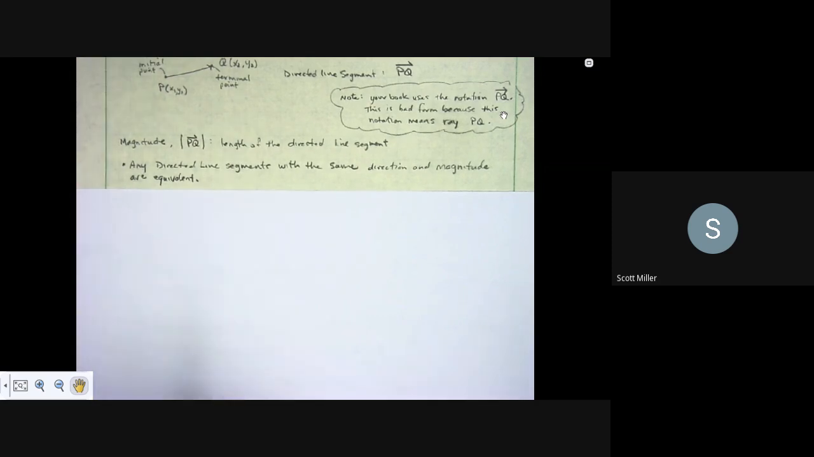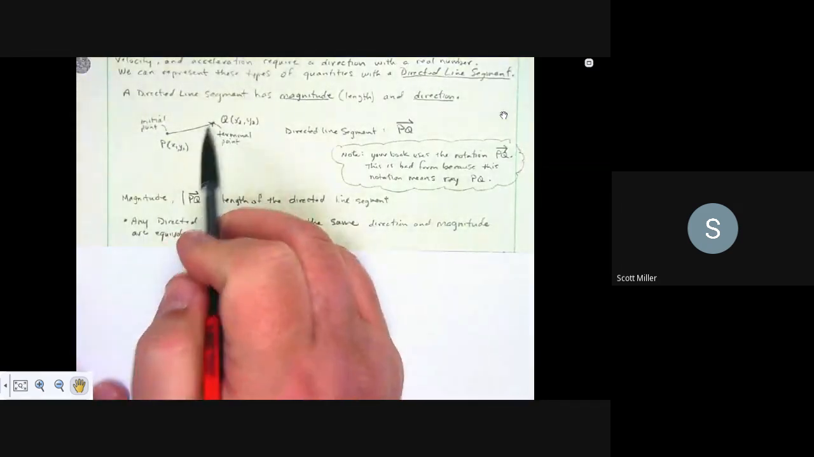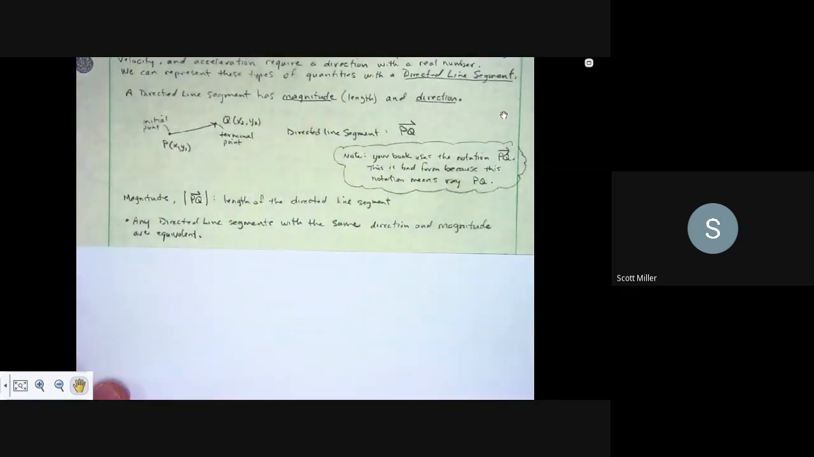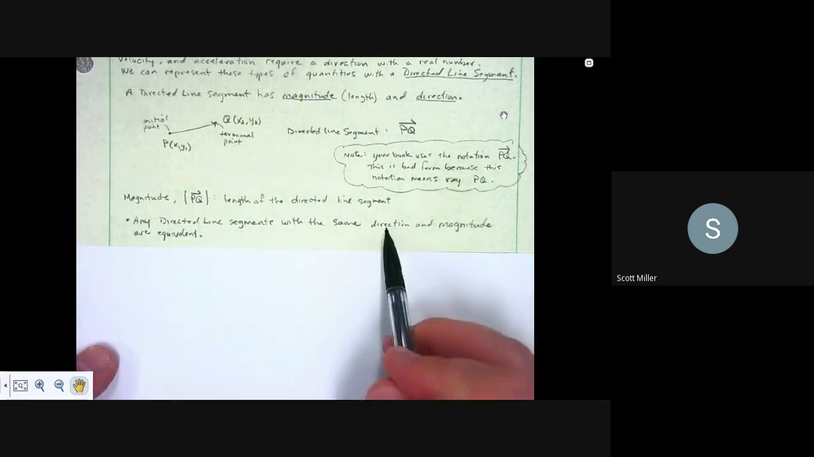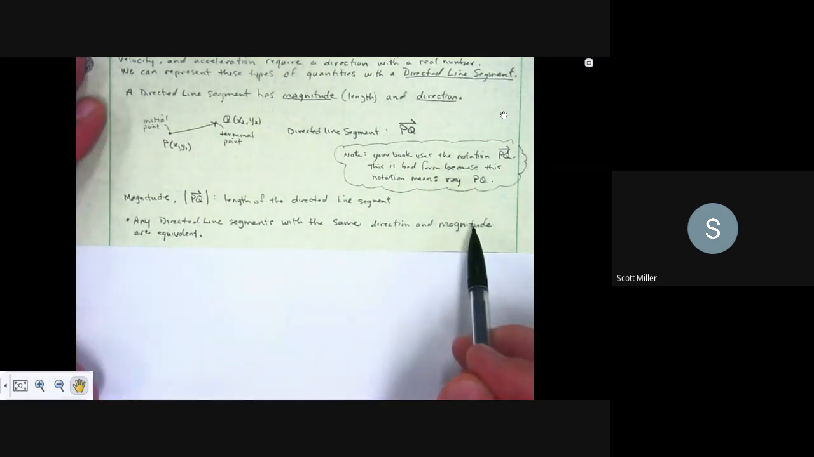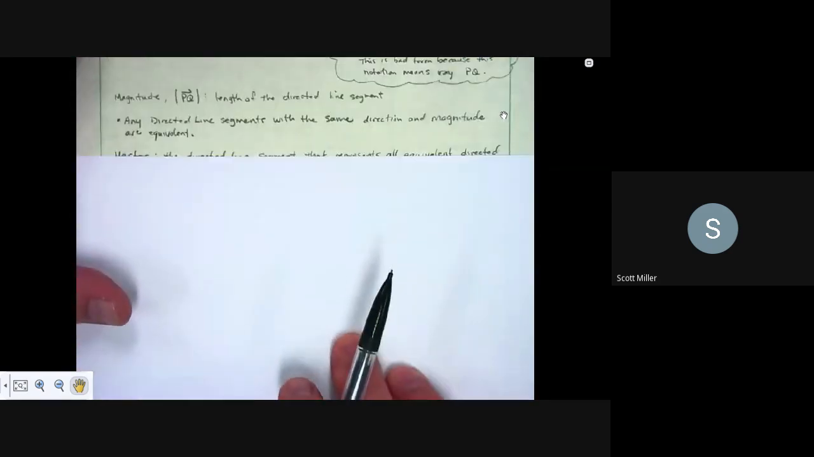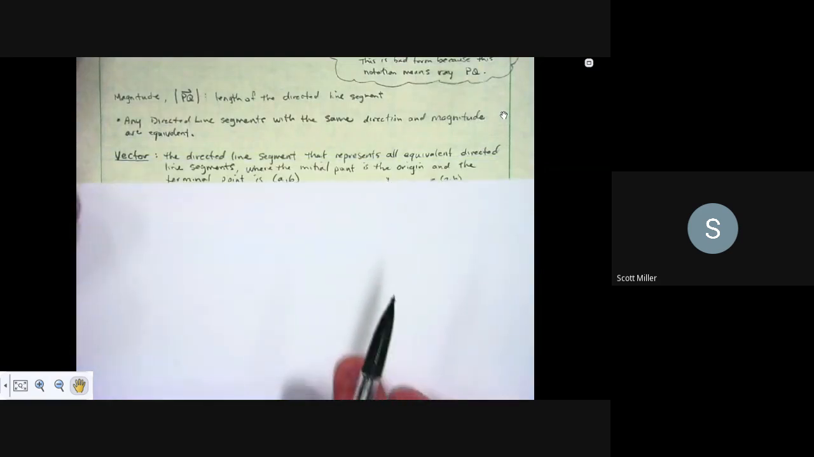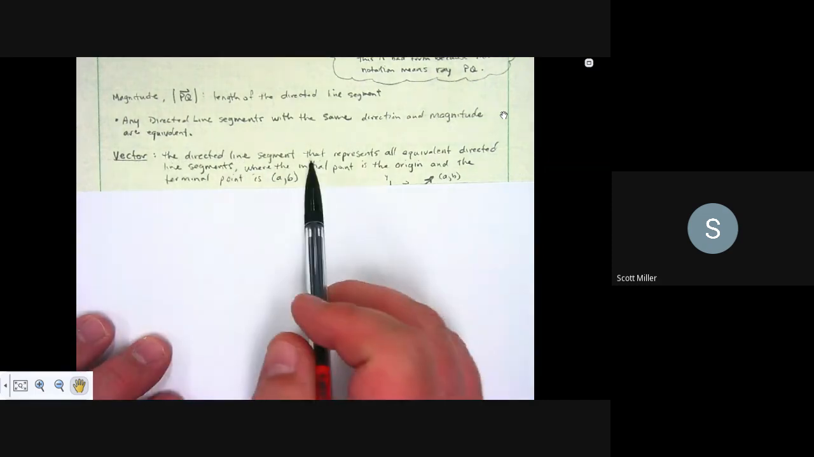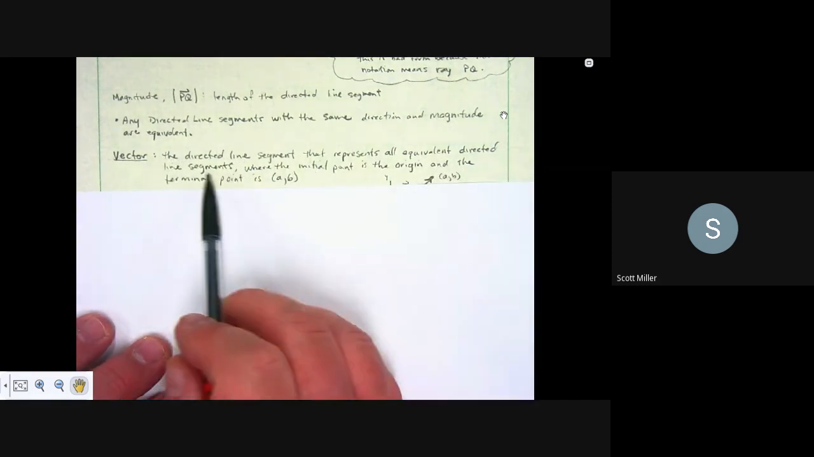The directed line segments are everywhere. You can kind of think of like the wind. The wind is blowing, and it's blowing all over the place, and these little lines are going everywhere. These little directed arrows are everywhere. And so how do I indicate all of them at once? Well, every one of those things that have the same direction and the same magnitude are what are called equivalent. And because of that, then I can start talking about this thing called a vector. A vector is the directed line segment that represents all equivalent directed line segments.